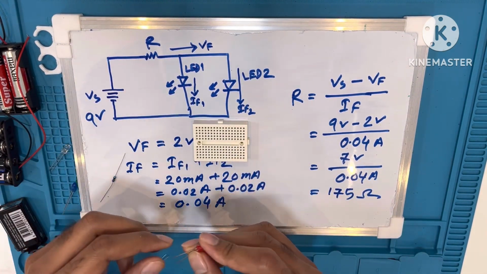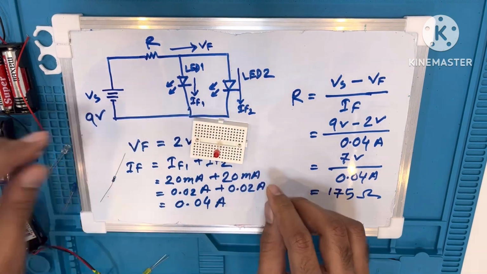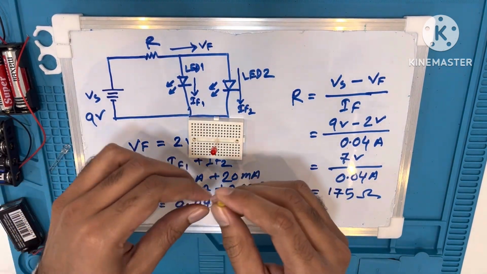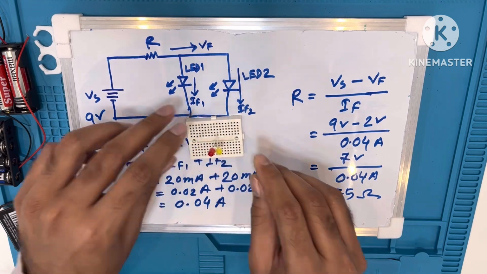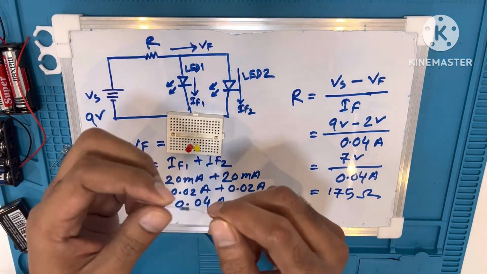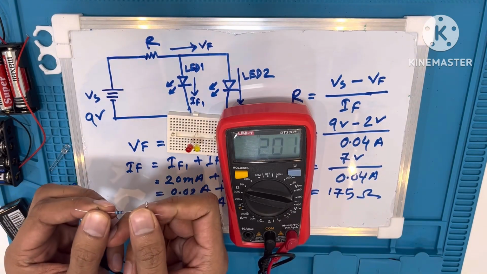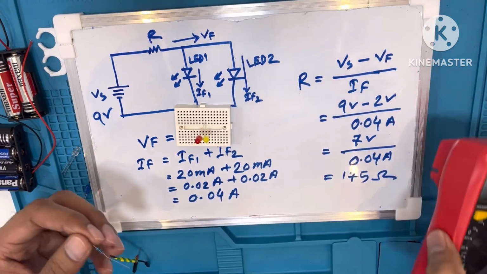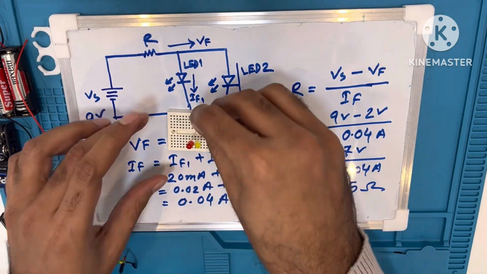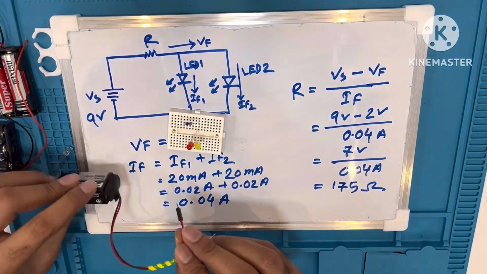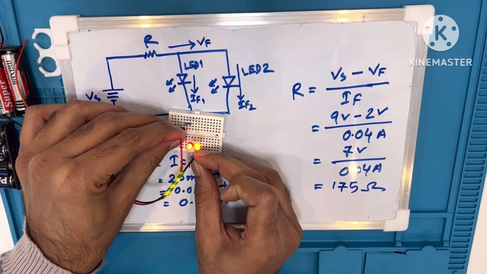So let's implement this circuit on this small breadboard. I'll connect these two LEDs in parallel. Then let's find the nearest resistor value. So here I have 200 ohm, which is the nearest value I have. So I can use this. So here's the 9 volt supply.